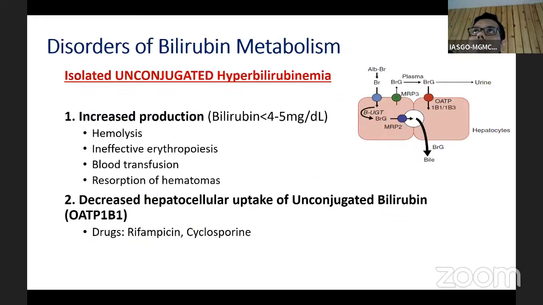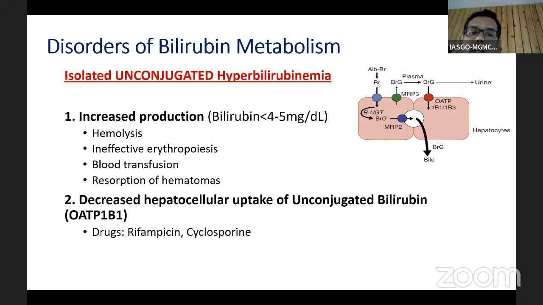Now, coming to unconjugated hyperbilirubinemia, it is caused by three causes: one, increased production; two, decreased uptake; and third, disorders at the level of conjugation. Those causing increased production include blood transfusion, hemolysis, ineffective erythropoiesis, reabsorption of hematoma. Usually, bilirubin remains less than 4 to 5 in these cases.